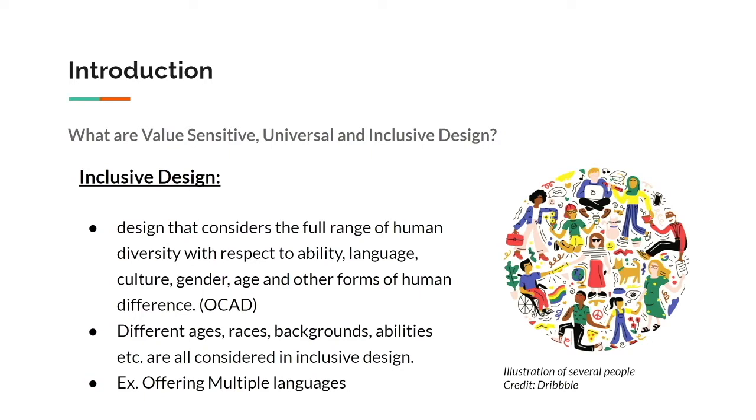Inclusive design is defined by the Ontario College of Arts and Design as design that considers the full range of human diversity with respect to ability, language, culture, gender, age, and other forms of human difference. While similar to universal design, inclusive design is differentiated mostly by context. Inclusive design is used more for cultural inclusivity, such as multiple language options or diversifying your designs.